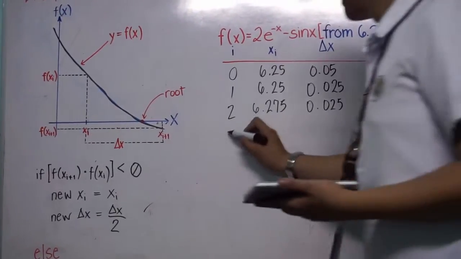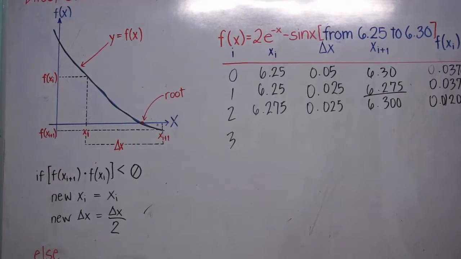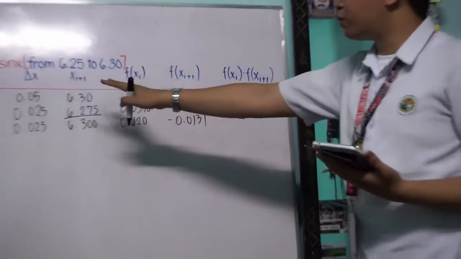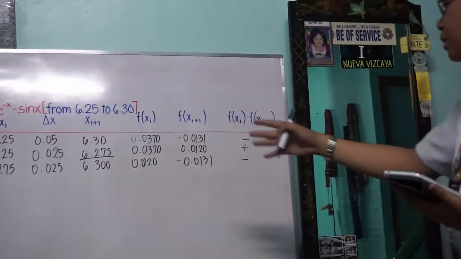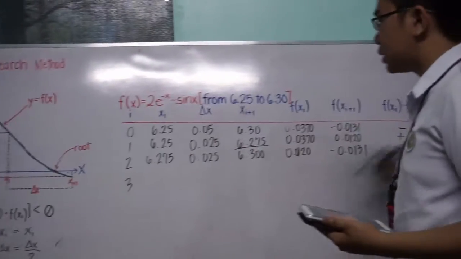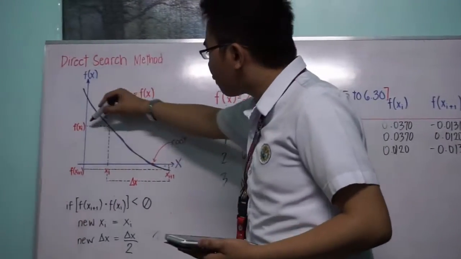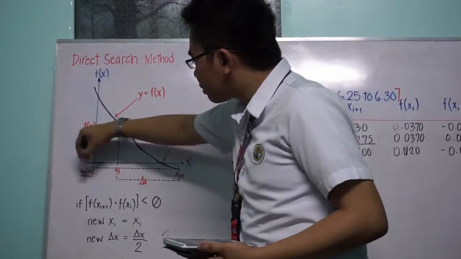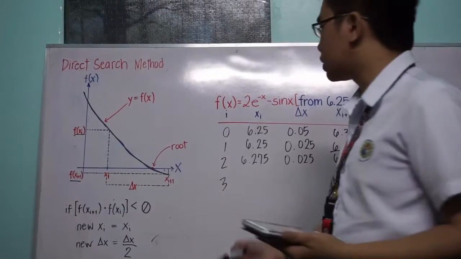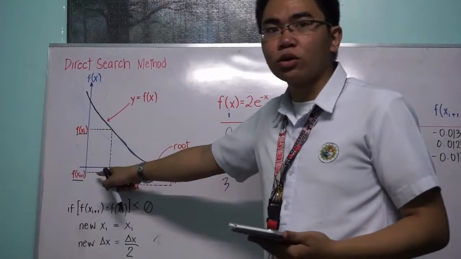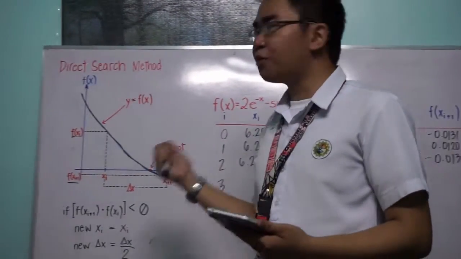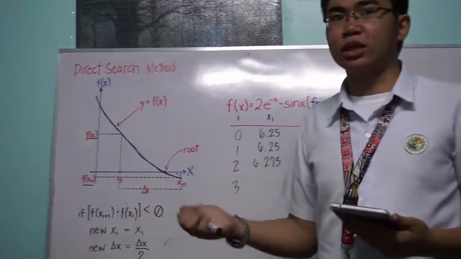So, I will explain why we base what we do on the signs of f of x_i and f of x_i+1. It is because if we graph this, and f of x_i and f of x_i+1 have the same signs, then the function will not cross the x-axis. Therefore, we can conclude that the root is not present in that interval.